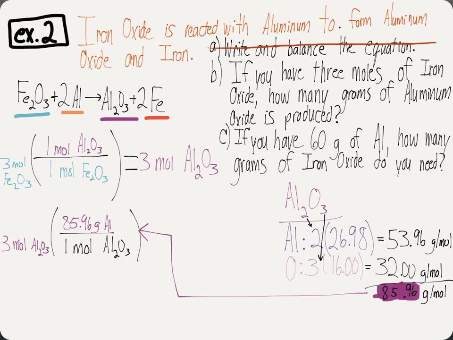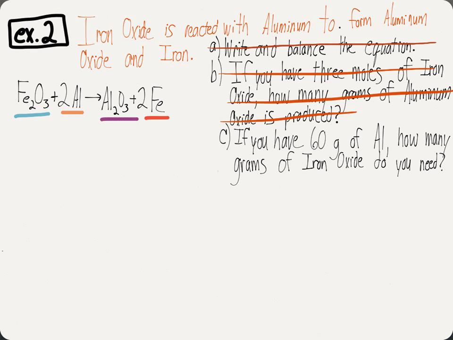So next we multiply our 3 moles of aluminum oxide, and we get an answer of 257.88 grams. That's our answer to part B. All right, let's go on to C. If you have 60 grams of aluminum, how many grams of iron oxide do you need? It gives us grams, so what do we have to do? That's right, we have to go to step 3 and convert the grams of aluminum to moles of aluminum so it's standardized.